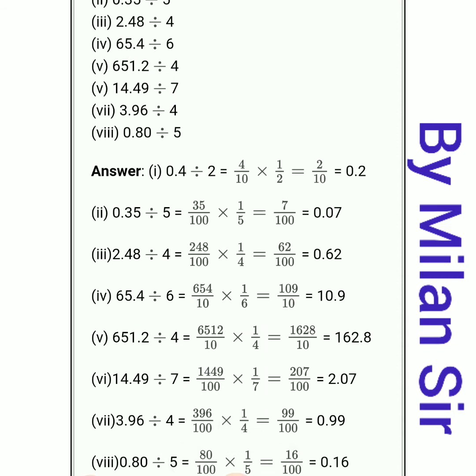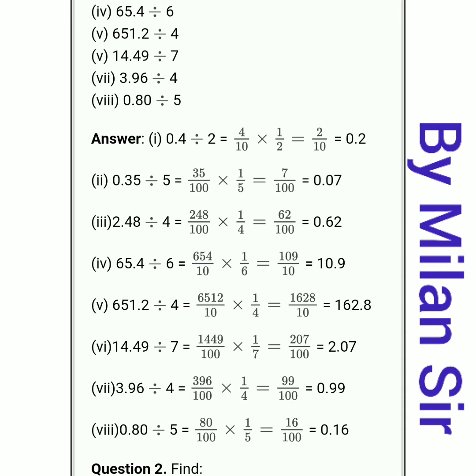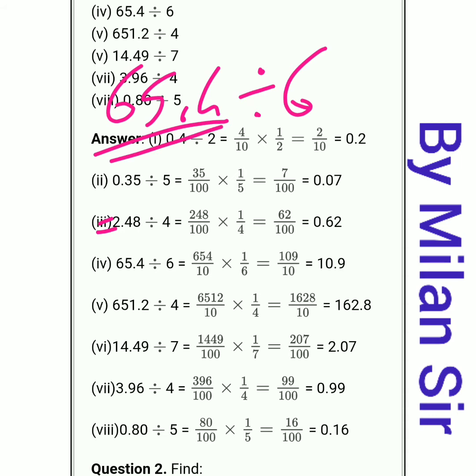Okay, then question number 4. 65.4 divided by 6. Now first of all we need to ignore the decimal point. So it is 654. Then after decimal point only one digit is present, so here we need to put 10, and before that always we need to write 1, that means 10. So 65.4 means 654 divided by 10.